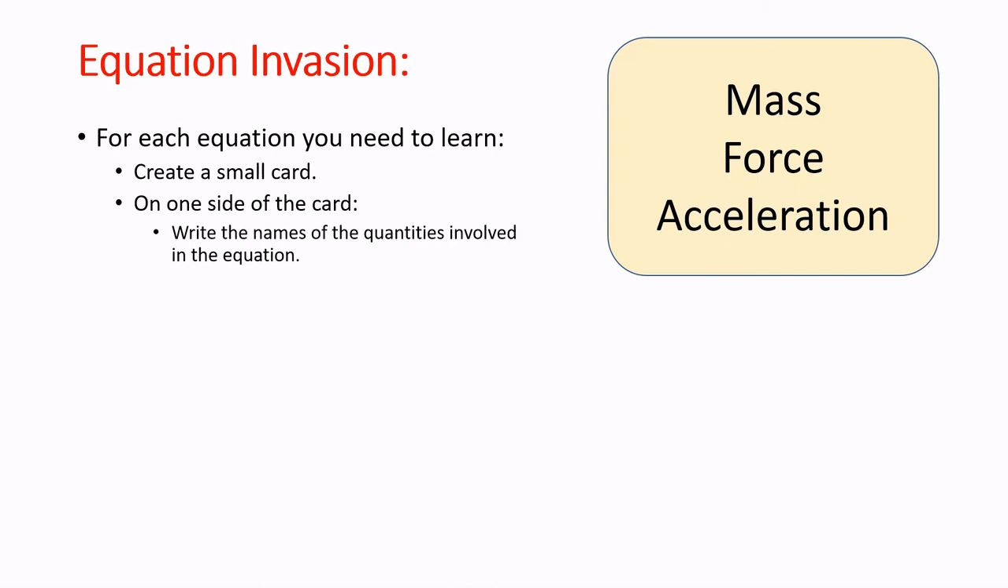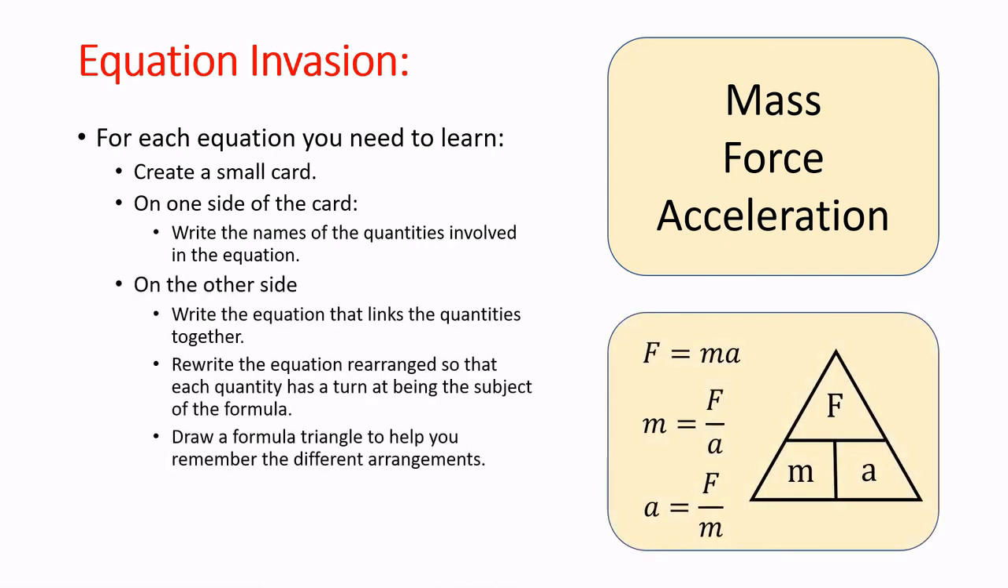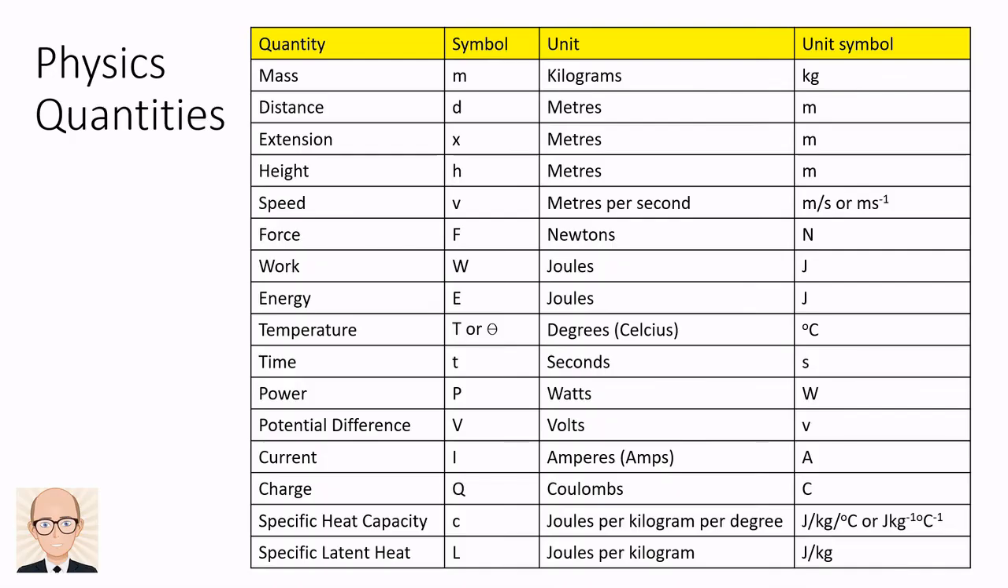On one side of the card, write the names of the quantities involved in the equation. On the other side, write the equation itself and all of the rearrangements, and the formula triangle if you find this helps you. Then test yourself. Ask friends to test you, ask family, and do it often. You'll also need to learn all the names, symbols, and the units of all the quantities involved.